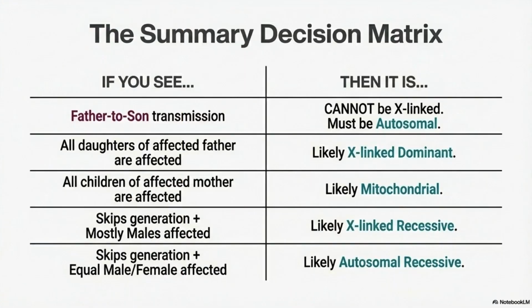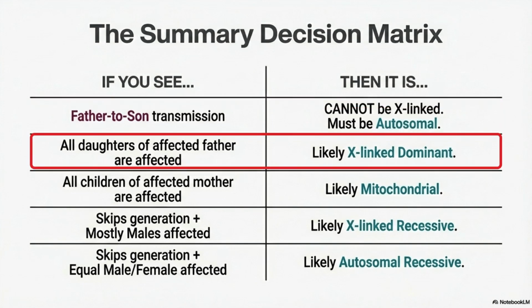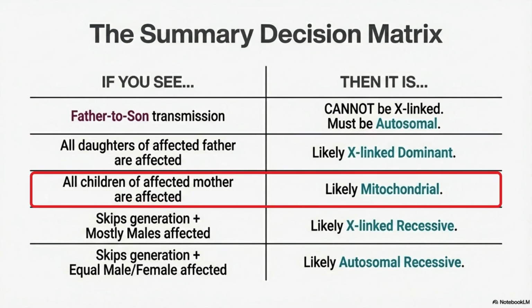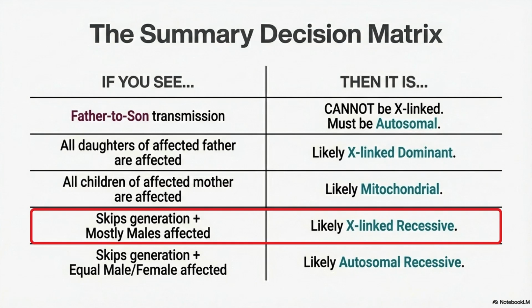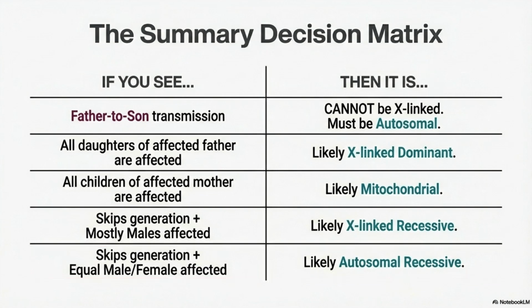This is the summary decision table or the cheat sheet. If you see father to son transmission, it cannot be X-linked, must be autosomal. If all daughters of affected father are affected, likely X-linked dominant. All children of affected mother are affected, likely mitochondrial. Skips generation, but mostly males, likely X-linked recessive. Skips generations and equal male-female ratio, likely autosomal recessive.